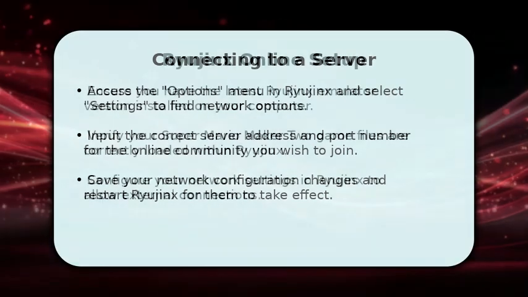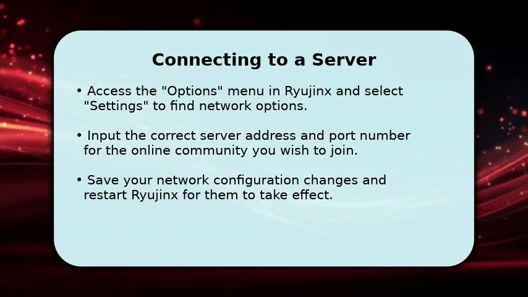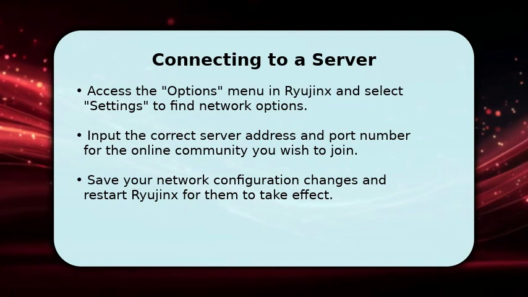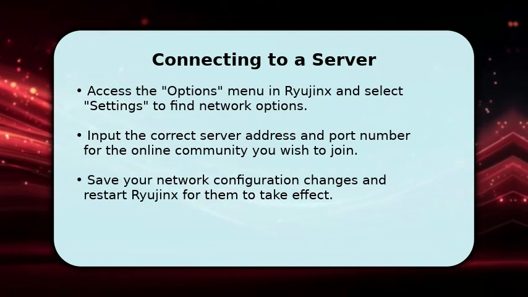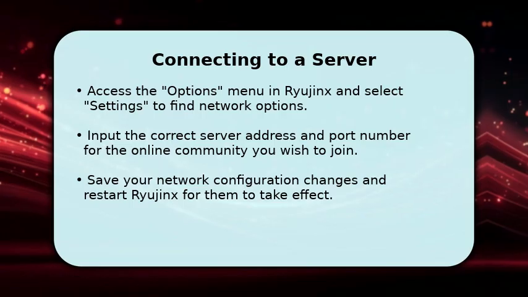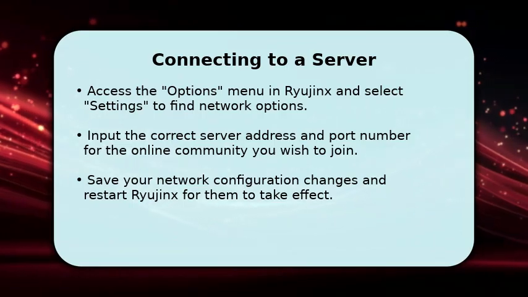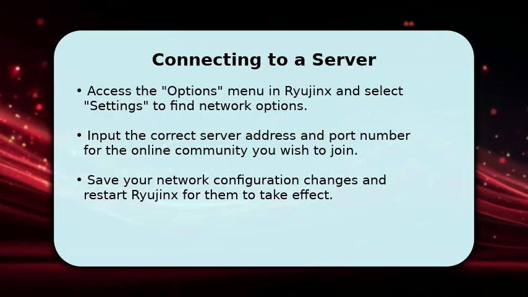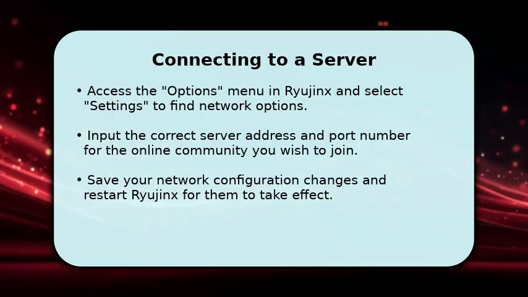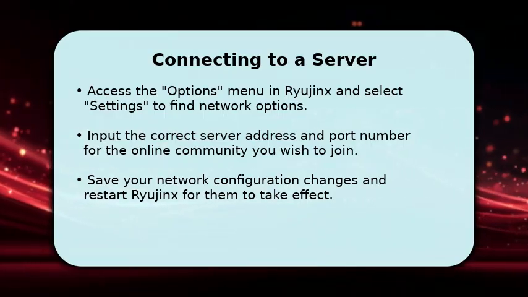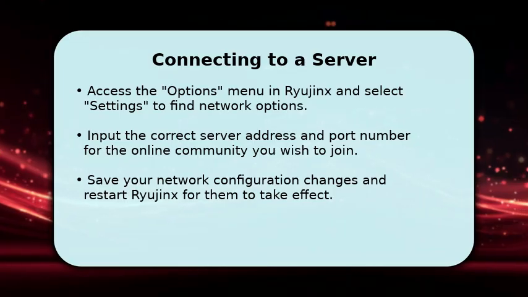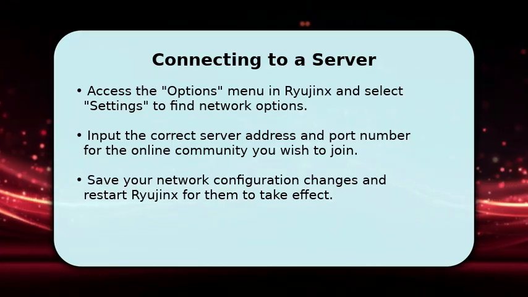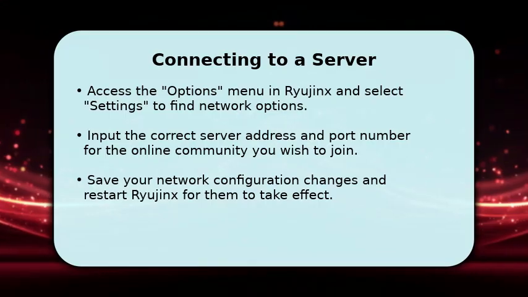step. To connect to an online server, open the Ryujinx options menu and then select Settings. Within the Network tab, you will need to enter the specific server address and port number provided by the online community you intend to join. These details are essential for establishing a connection. After inputting this information, save your changes and restart Ryujinx to ensure the new network configuration is fully applied.